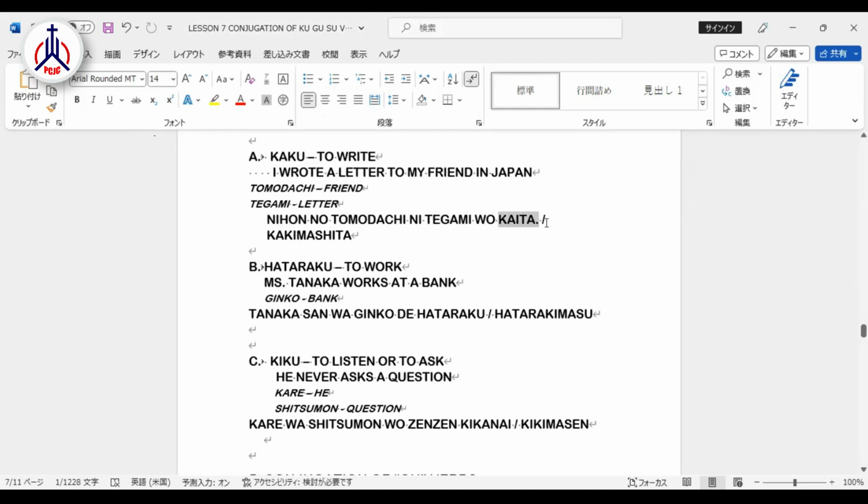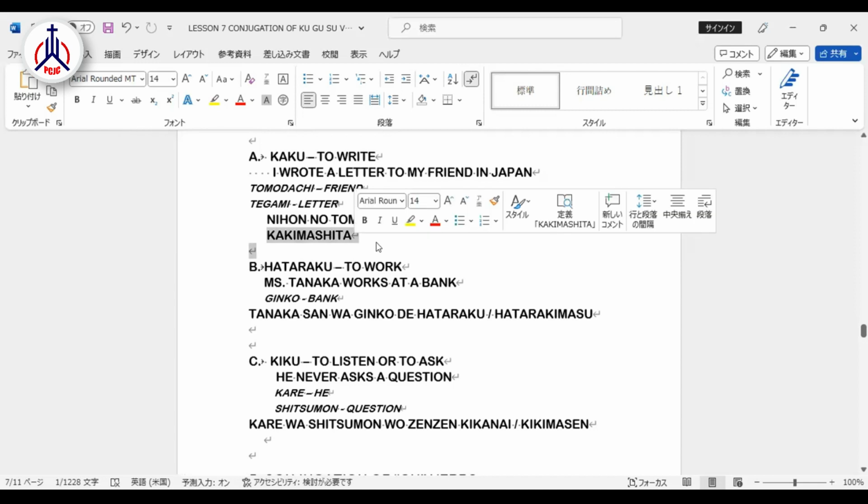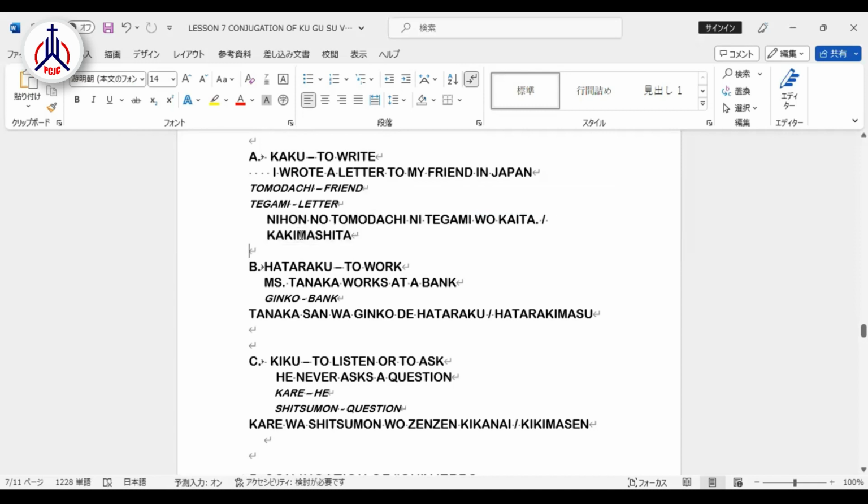If it will be in the formal past, because this is past, right? Kaita, formal. Nihon no tomodachi ni tegami wo kakimashita. The I series. Okay? Kakimashita. Nihon no tomodachi ni tegami wo kakimashita.